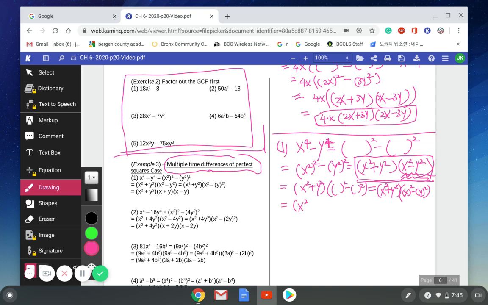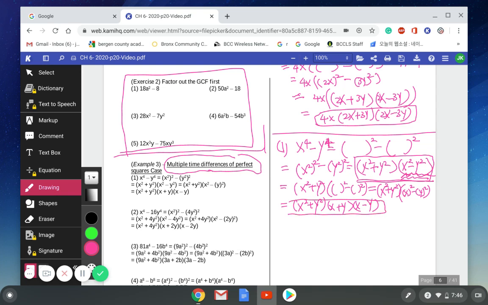Then it becomes a product of one for addition and one for subtraction. First term was x and y and x and y. First term is x, second term is y. First term is x minus second term is y.